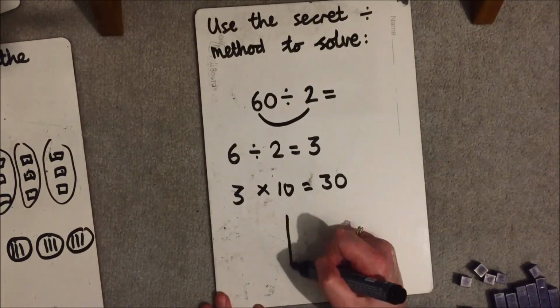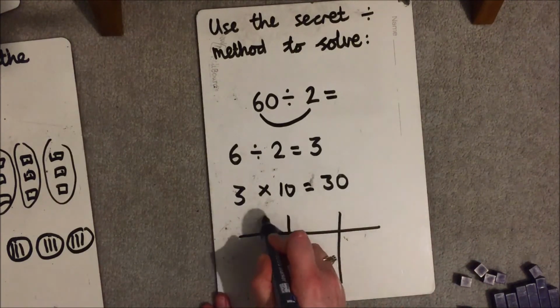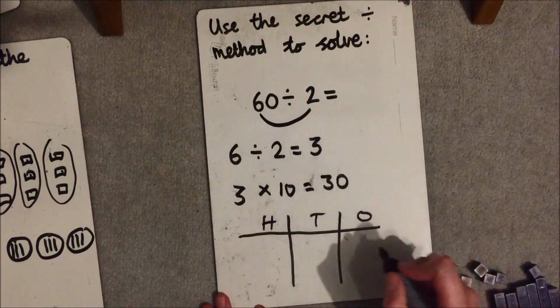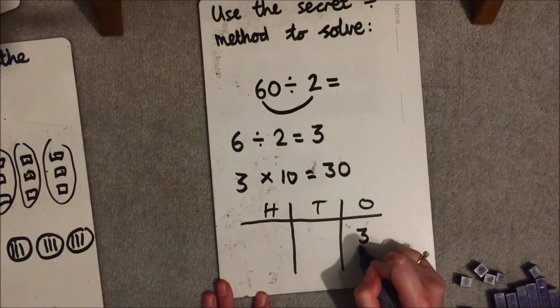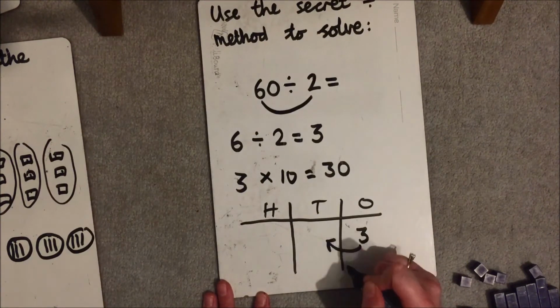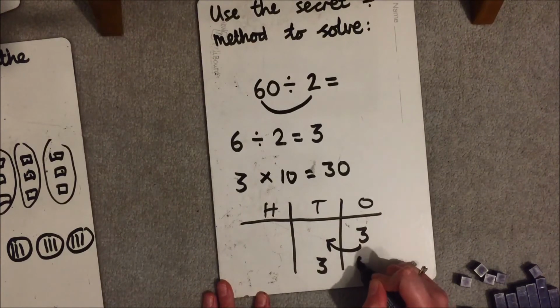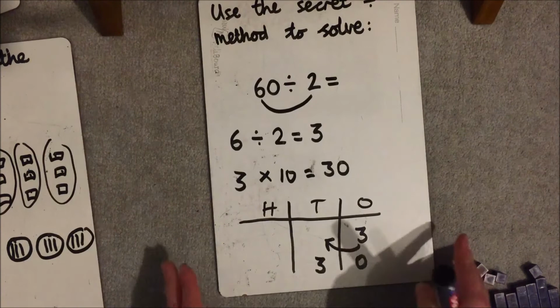If you find that tricky, remember you can use your place value grid. So once you've worked out your answer, your secret division, you can put it in here. And then to make it 10 times bigger, you move it over to here so it becomes 3 tens and then 0 as your place value holder. Okay, let's do one more together.